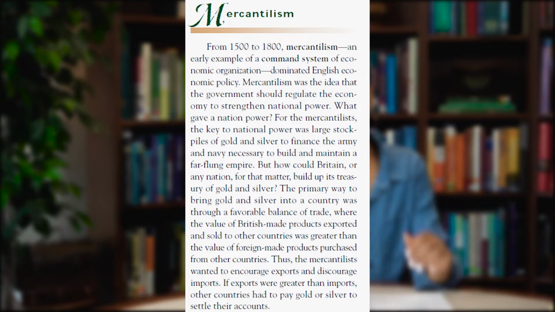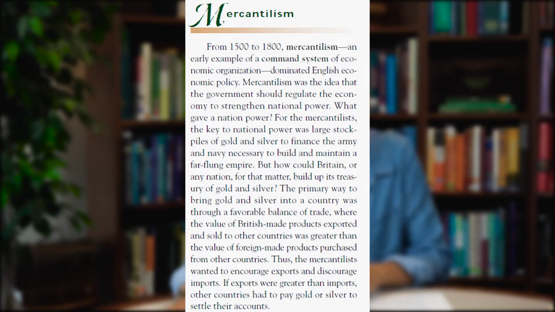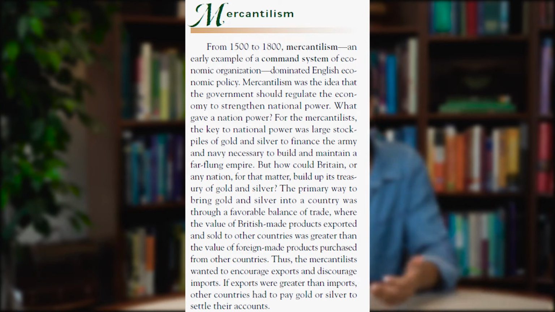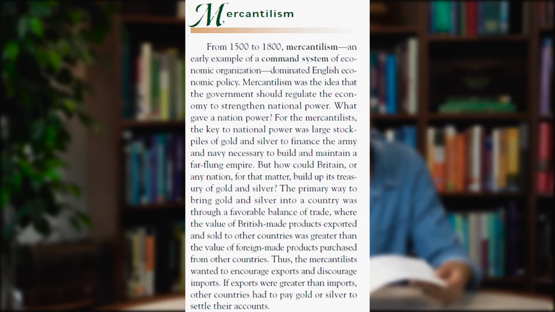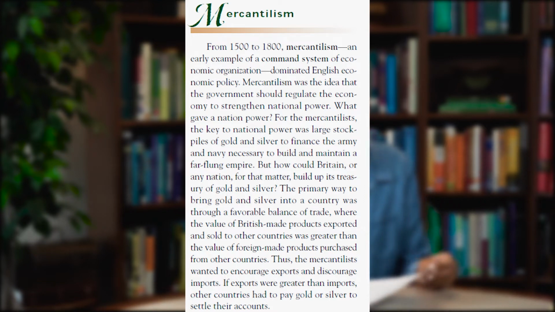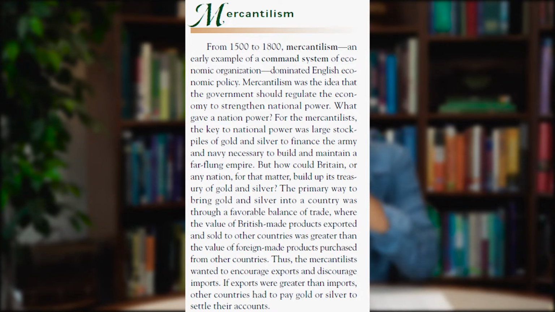But how could Britain, or any nation for that matter, build up its treasury of gold and silver? The primary way to bring gold and silver into a country was through a favorable balance of trade, where the value of British-made products exported and sold to other countries was greater than the value of foreign-made products purchased from other countries. Thus, the mercantilists wanted to encourage exports and discourage imports. If exports were greater than imports, other countries had to pay gold or silver to settle their accounts.